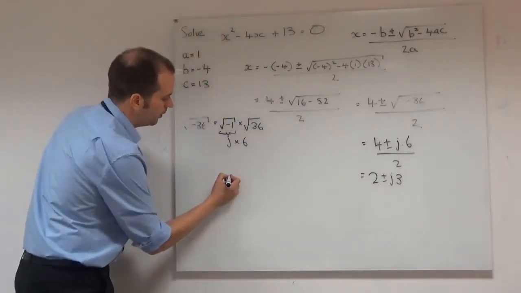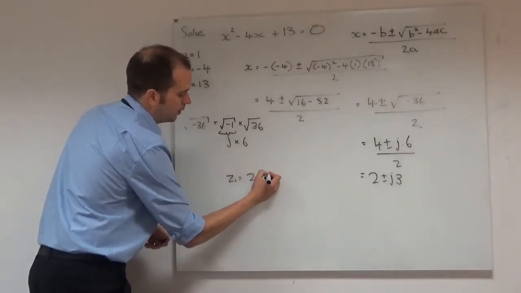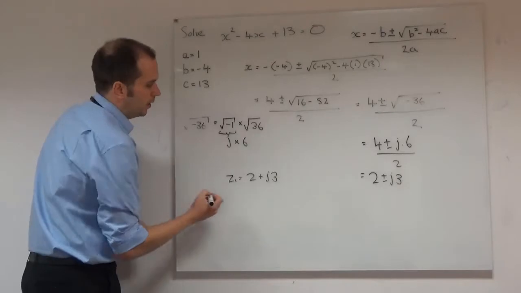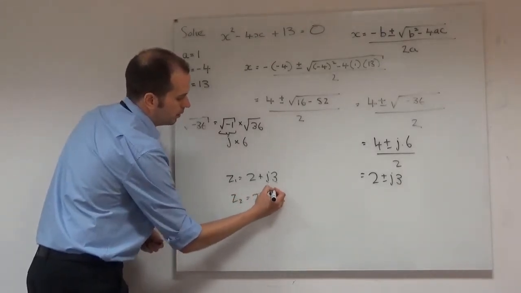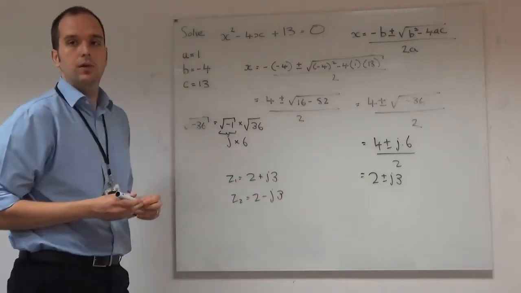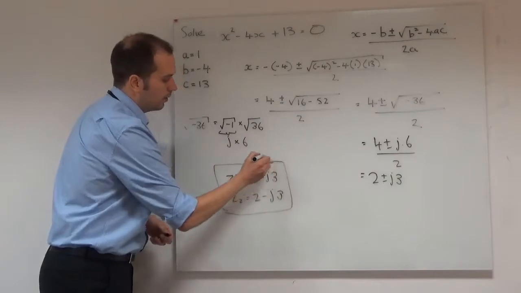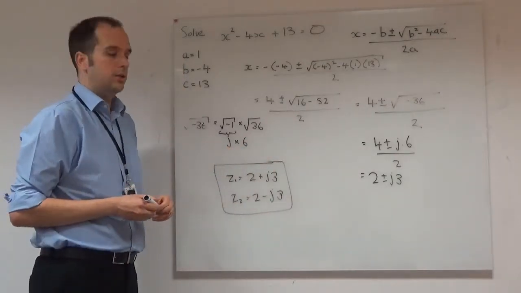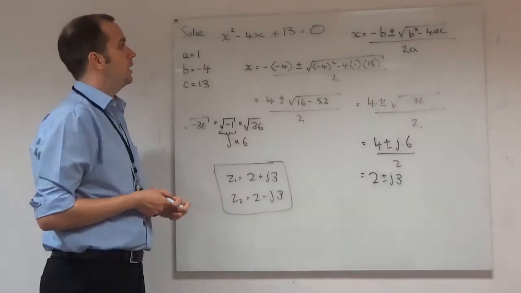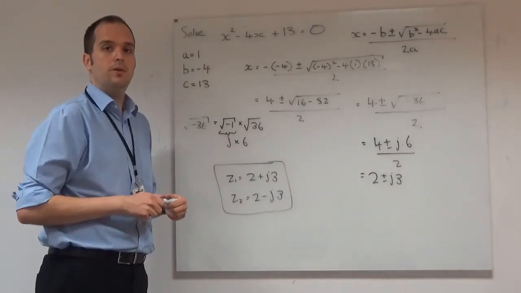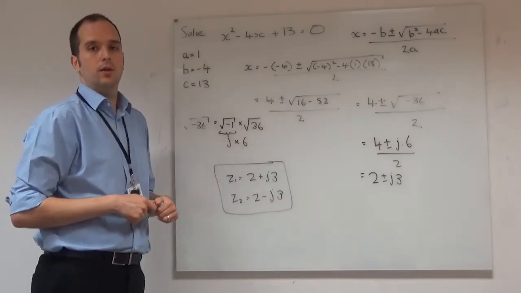We actually have 2 solutions. We have, say, z1, which is 2 plus 3j, or j times 3, and z2, which is 2 minus 3j, or j times 3. And you can see here that they are complex conjugates of each other. And that always happens when we solve quadratic equations and we get complex solutions. You will always have answers that are complex conjugates of each other.